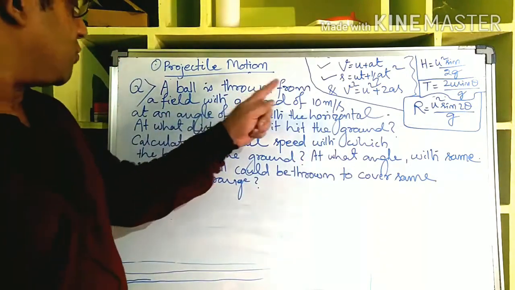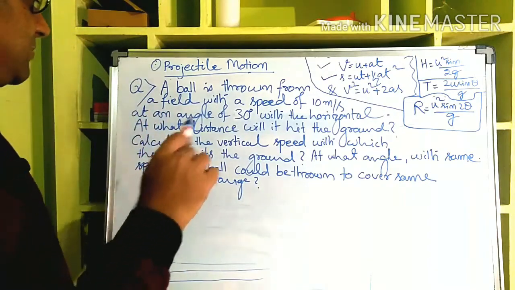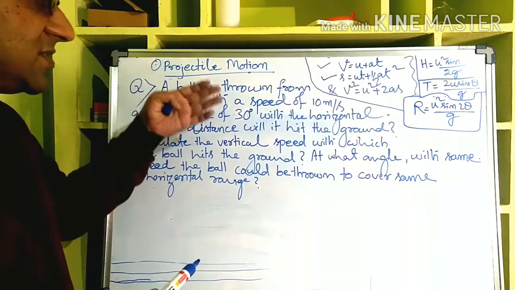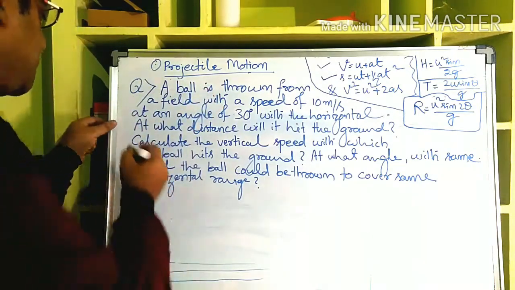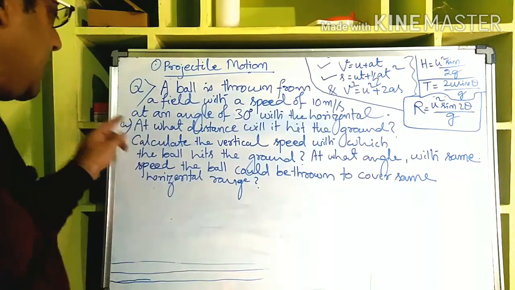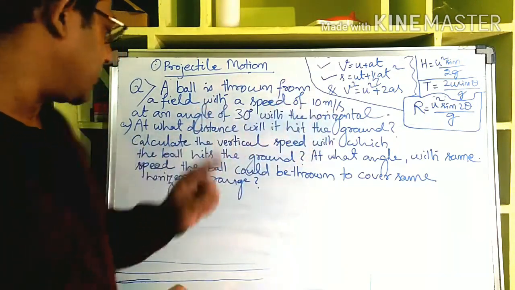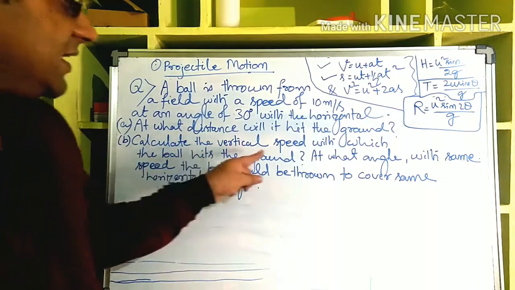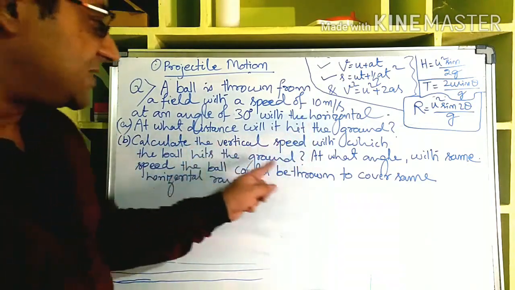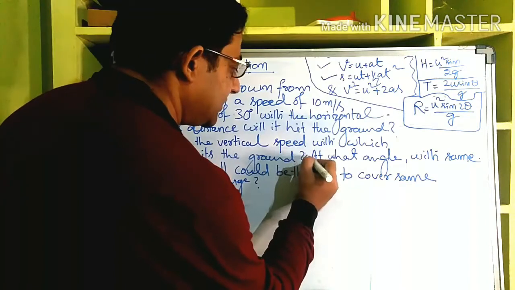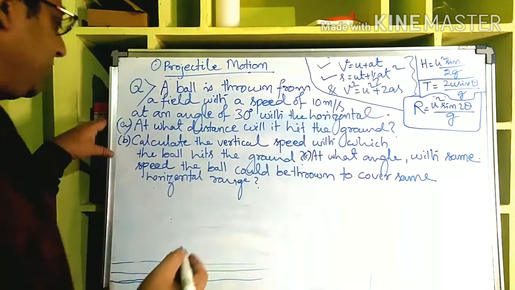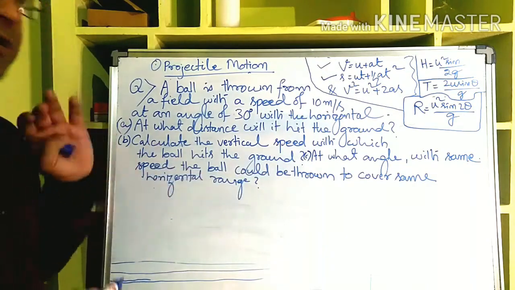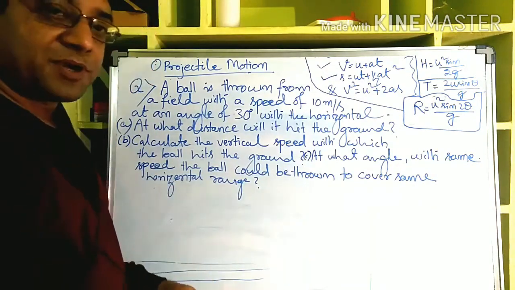A ball is thrown from a field with a speed of 10 meter per second at an angle of 30 degree with the horizontal. This question is having three parts. First part, we can say it A: at what distance will it hit the ground? Second part, calculate the vertical speed with which the ball hits the ground. And the third part, at what angle with the same speed the ball could be thrown to cover the same horizontal range. All the three involve some concept.